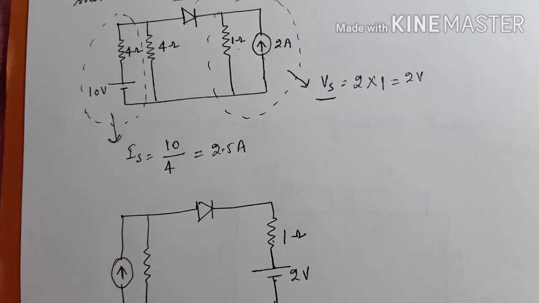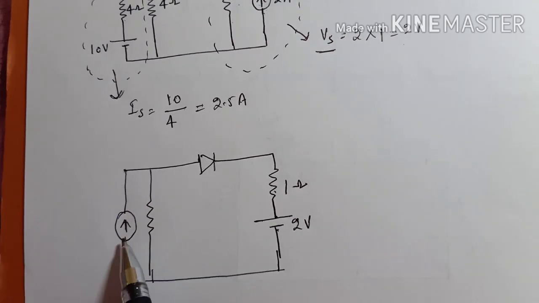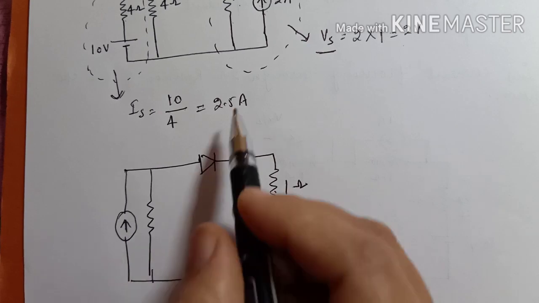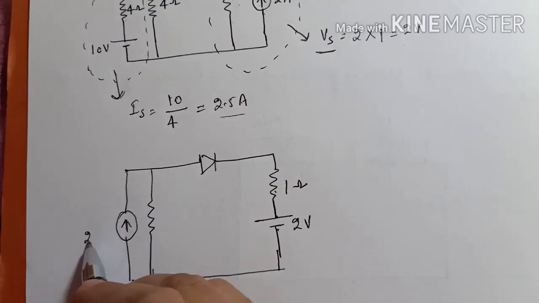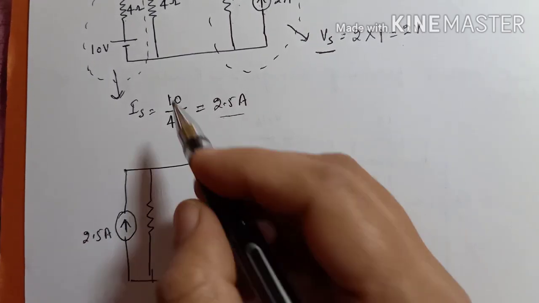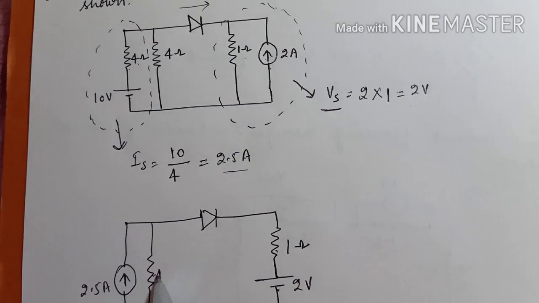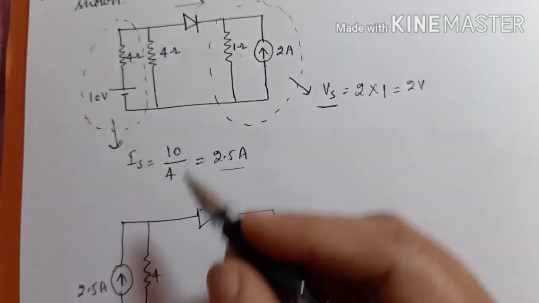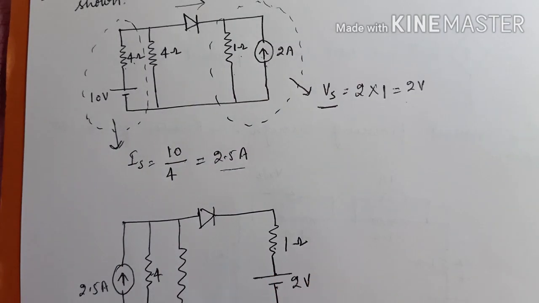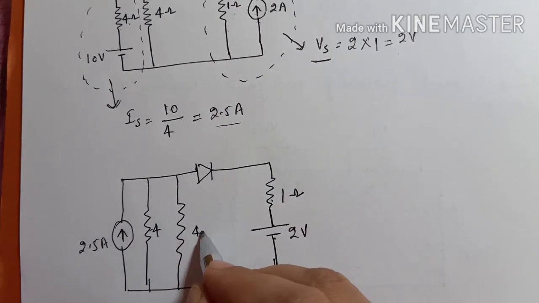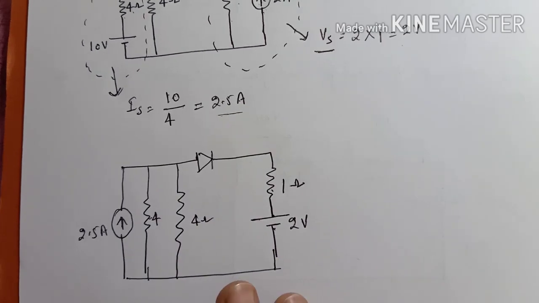Clear? And what is the magnitude of this current source? So 2.5 you calculated, so 2.5 ampere. And this resistance will be the same as that of this resistance, so 4 ohm. Clear? Another 4 ohm was connected here, so connect it here. So this is your simplified equivalent circuit.